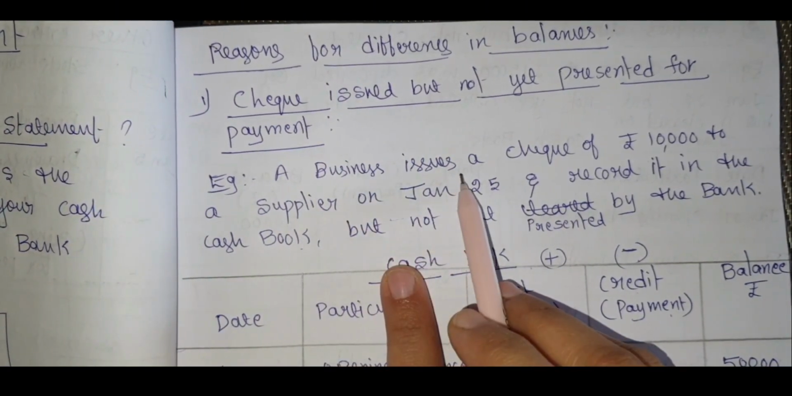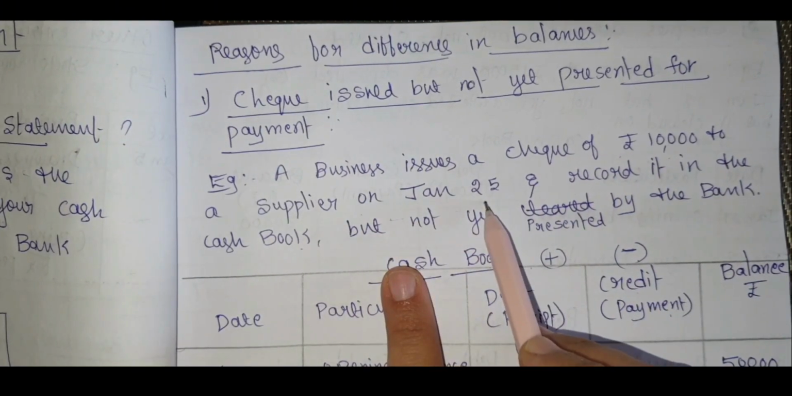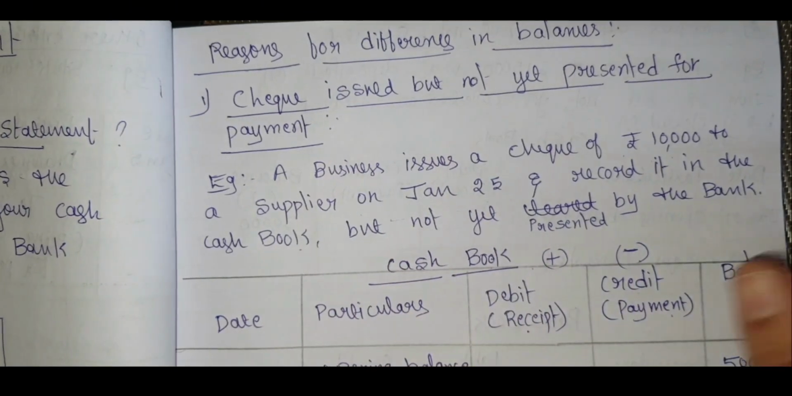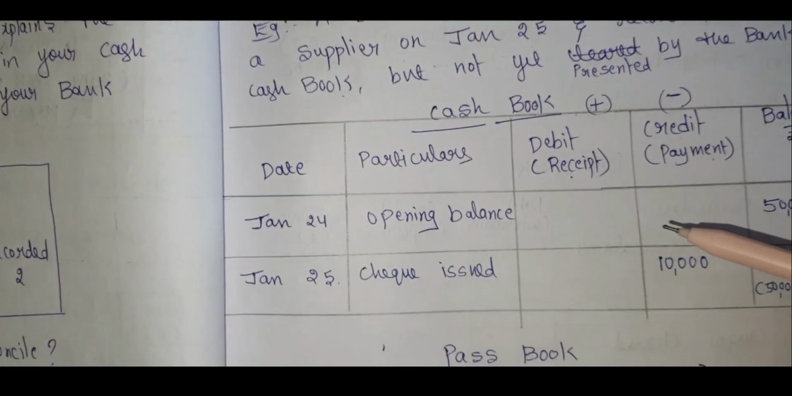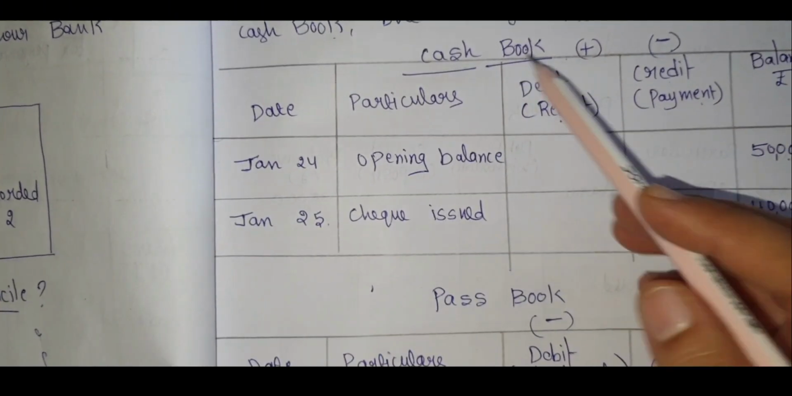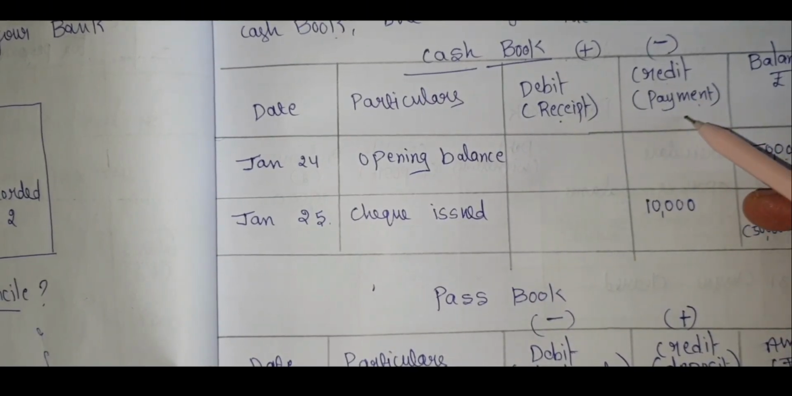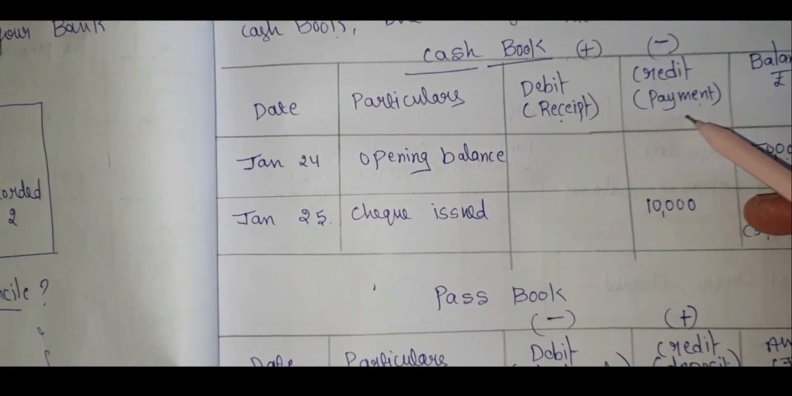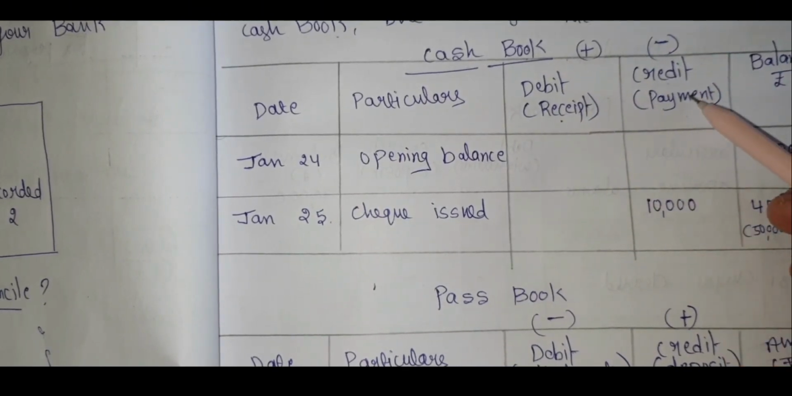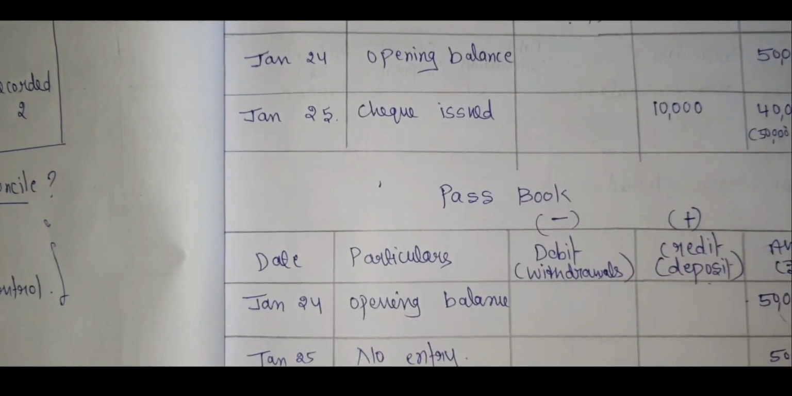See here, a business issues a check of rupees 10,000 to a supplier on Jan 25 and records it in the cash book, but it is not yet presented to the bank. Before solving the problem, I will explain about the cash book and passbook. In the cash book, on the debit side all the receipts will come and on the credit side all payments will come. It means we have to add all the receipts and deduct all the payments. And the passbook is exactly the opposite of the cash book.